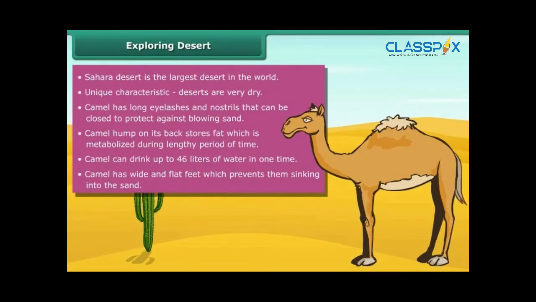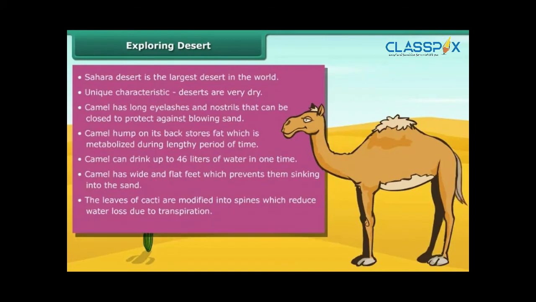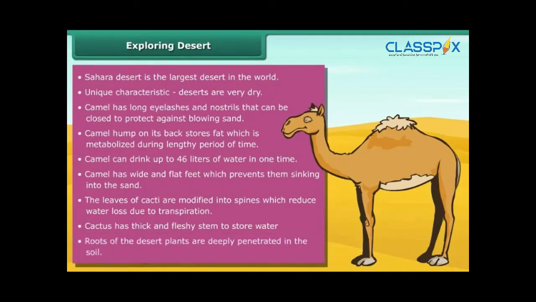Similarly, plants like cacti also show various adaptations to survive in dry and hot environment. The leaves of cacti are modified into spines, which reduce water loss due to transpiration. Cactus has a thick and fleshy stem to store water. Roots of the desert plants deeply penetrate in the soil to absorb water.